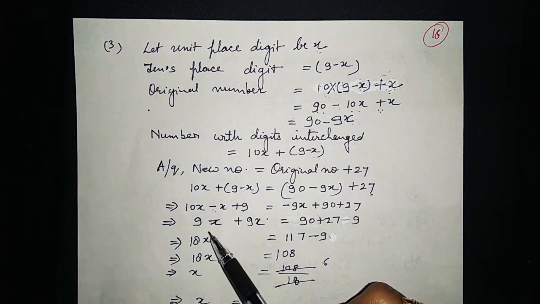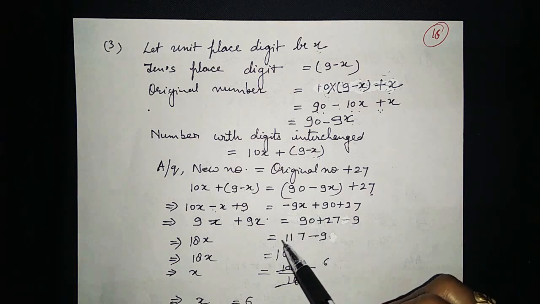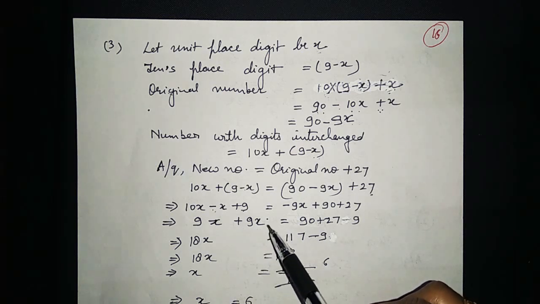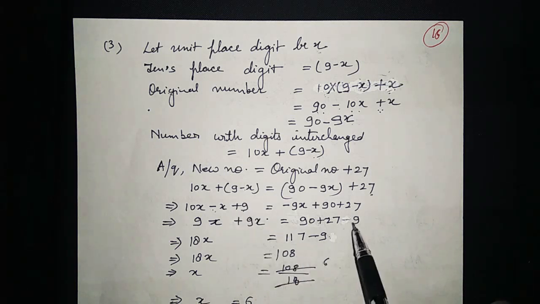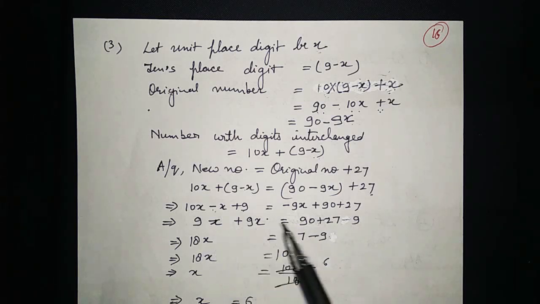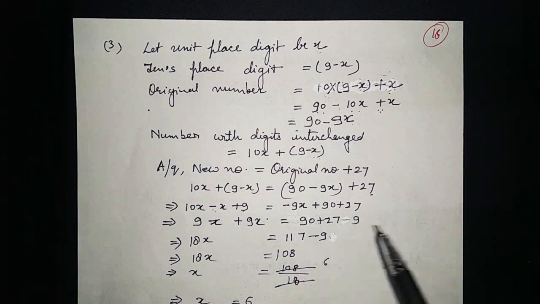10x minus x we will get 9x, and this minus 9x we will transpose from the right hand side to the left hand side, and then we will get plus 9x. And plus 9 we will transpose from the left hand side to the right hand side, and plus 9 will be minus 9. Now we will simplify this step. 9x plus 9x we will get 18x, and on the right hand side 90 plus 27 we get 117. From 117 we subtract 9, we get 108.